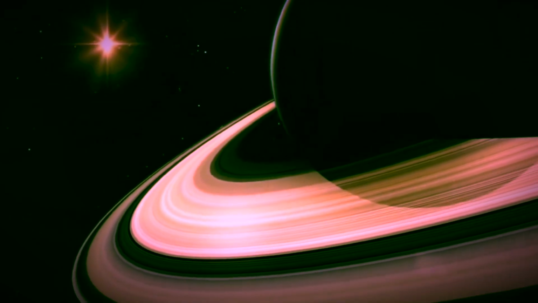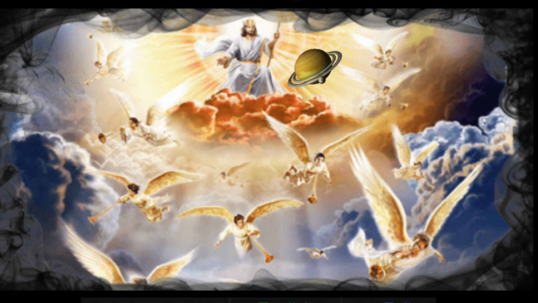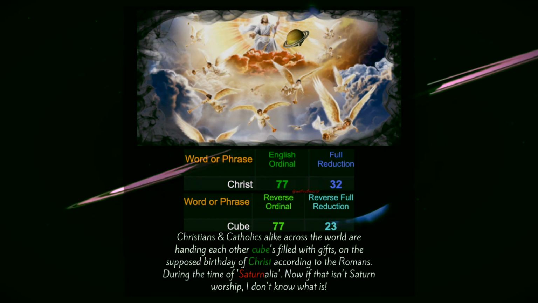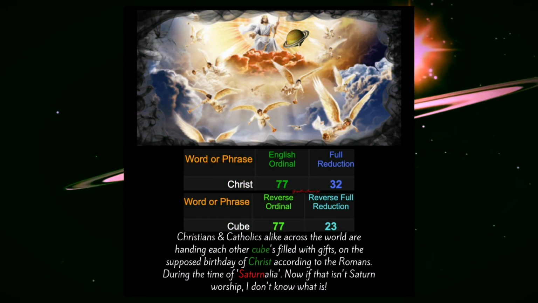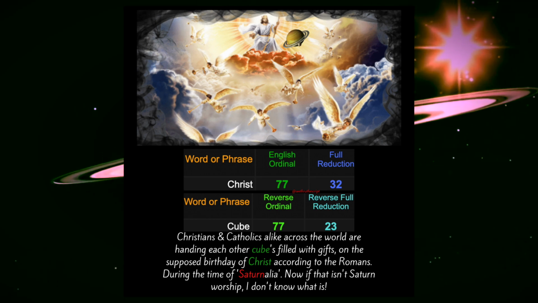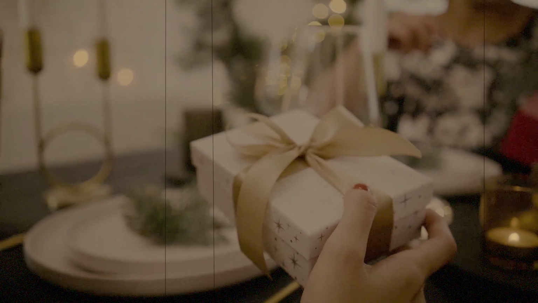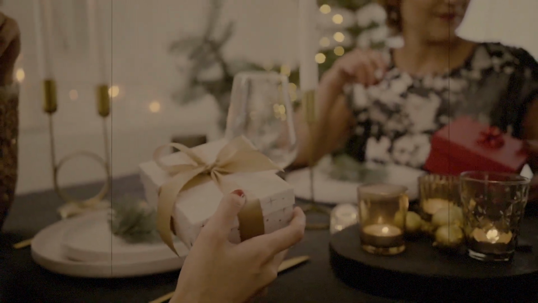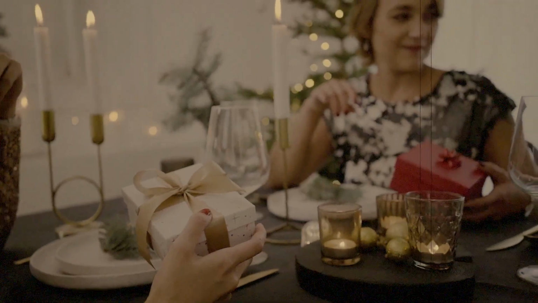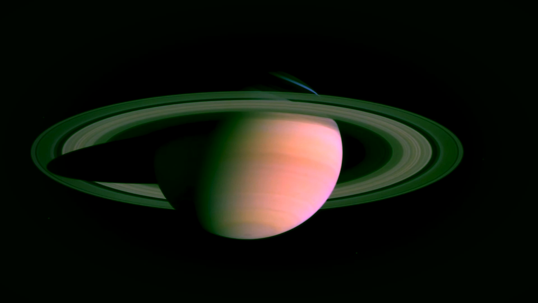Now, another example of how they hide and encode this worship of Saturn during Saturnalia in line with the birth of Christ, you can see how Christ and cube have very similar gematria in 2 out of the 4 base ciphers. So think about it. Christians and Catholics alike across the world are handing each other cubes filled with gifts on the supposed birthday of Christ according to the Romans during the time of Saturnalia. Now, if that isn't Saturn worship, I don't know what is.